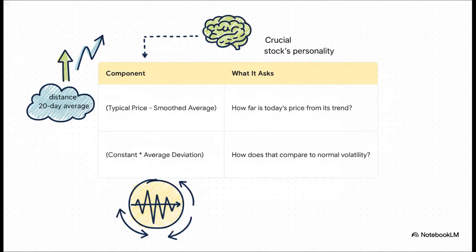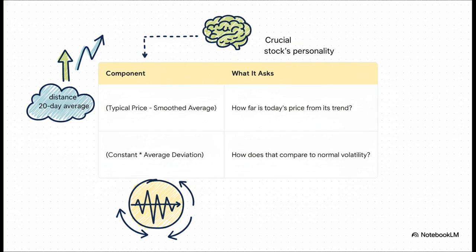And this is where the magic happens. Here's how all those pieces fit together. The formula first looks at the difference between today's typical price and its recent average. In plain English, it's asking, how far is today's price from its recent trend? Then, and this is the crucial part, it divides that number by the stock's normal volatility. So it's asking, okay, and how big is that move compared to a normal move?